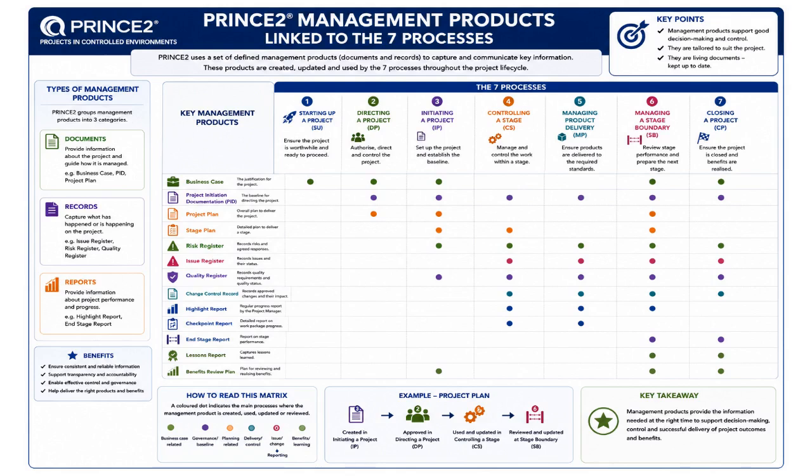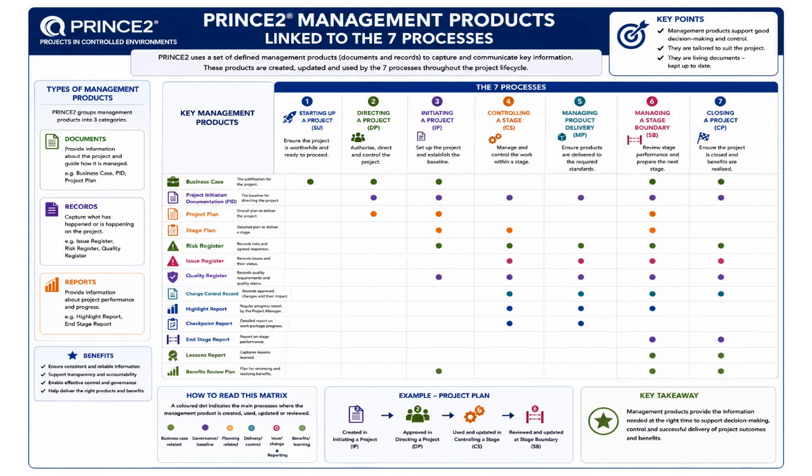The center of the slide presents a matrix that connects the management products to the 7 PRINCE2 processes. This is extremely important because it demonstrates how information flows across the project lifecycle. Let us now examine some of the key management products shown in the matrix.